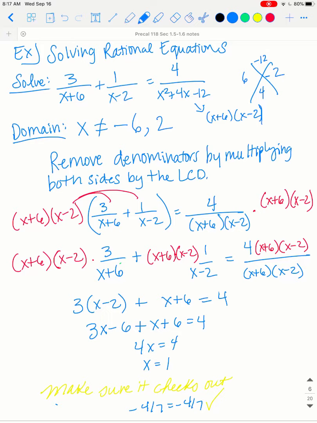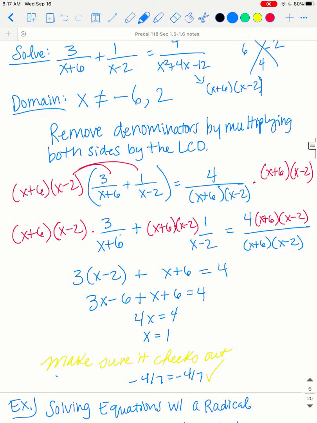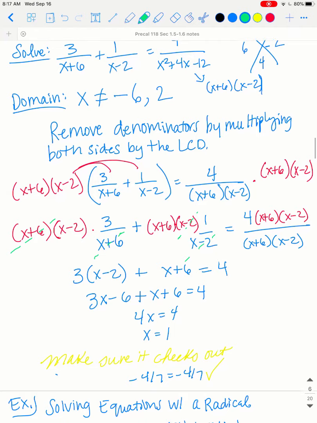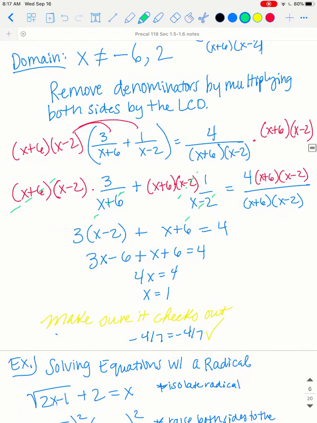In doing that, we're going to multiply it to both terms on the left side. See how I'm distributing it? That way we're going to be able to cancel out terms. Here I could cancel out the x plus 6, x plus 6. For the 1 over x minus 2, I could cancel out the x minus 2's. And then on the right side, I just have it multiplied. So I'm going to leave that there for now.